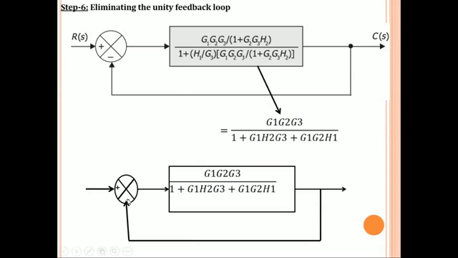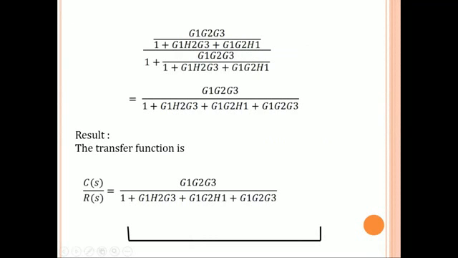It is connected to the negative symbol, so the formula is G divided by 1 plus GH, right? This is the value of G, and the value of H will be equal to 1 because it is connected to the unity feedback signal. So again, by simplifying, we will get the value like this. The resultant transfer function C of S divided by R of S is equal to G1, G2, G3 divided by 1 plus G1, G3, H2 plus G1, G2, H1 plus G1, G2, G3.